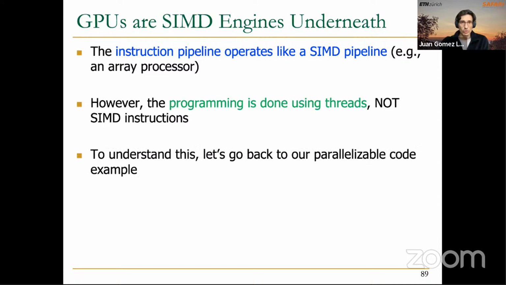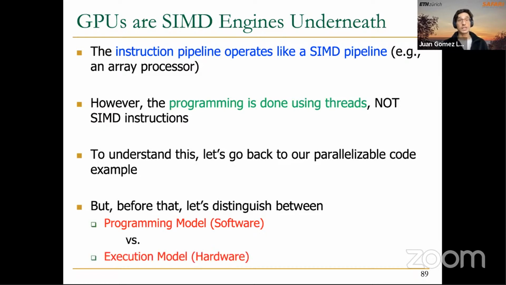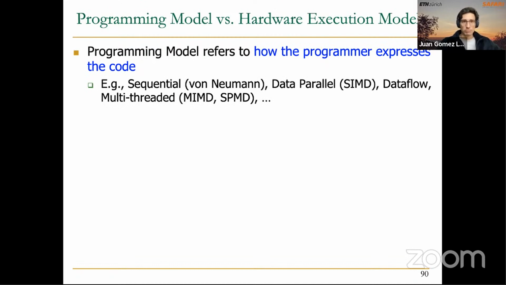So we are going to quickly, you will quickly understand this. But first of all, we have to distinguish between what we call the programming model, that is a term that refers to software, and the execution model, that is a term that refers to hardware. Programming model refers to how the programmer expresses the code, and it can be different ways.